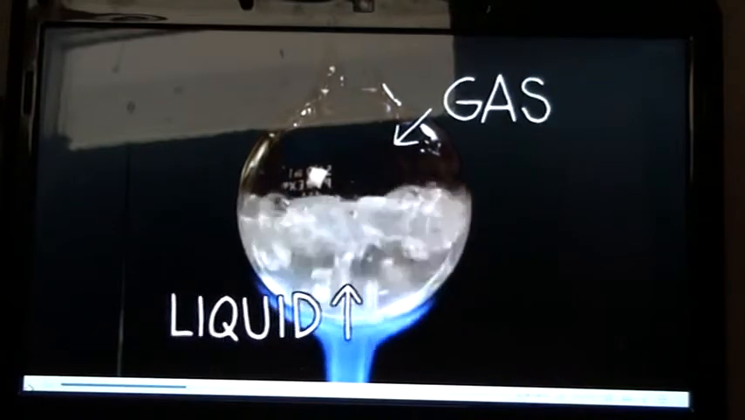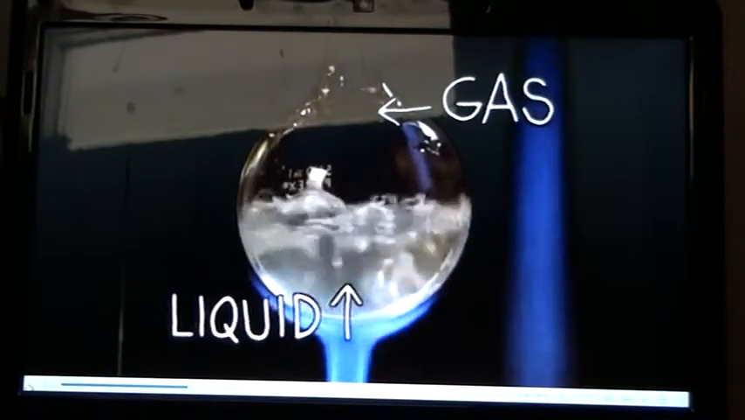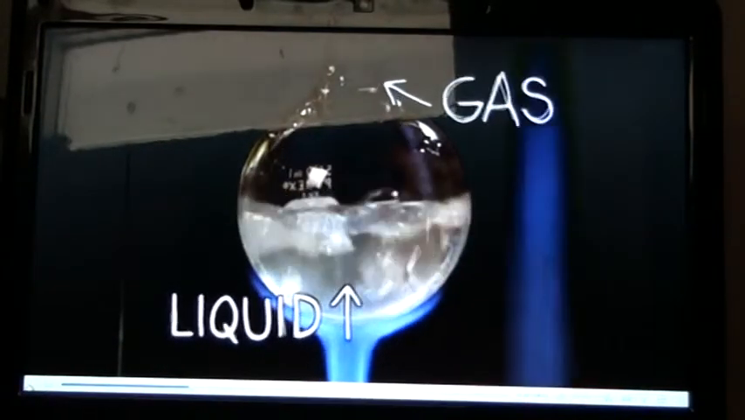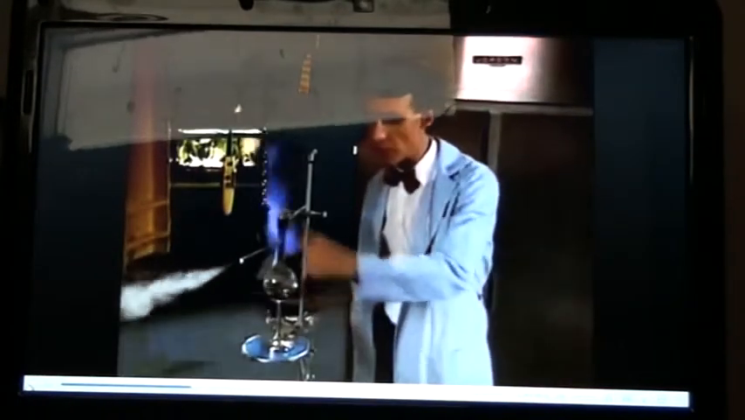Getting things to change phase takes energy. So take a look at this. It's liquid water, and we're heating it with energy from this burner. Above the liquid is water vapor. It's invisible. The molecules get more energy, and they change phase to a gas. See, the liquid is becoming water vapor. It's changing phase into a gas.